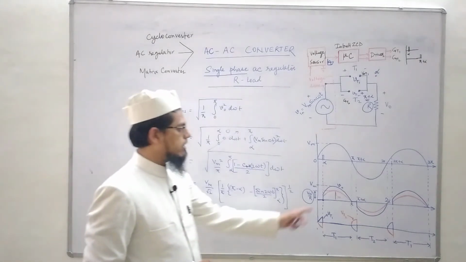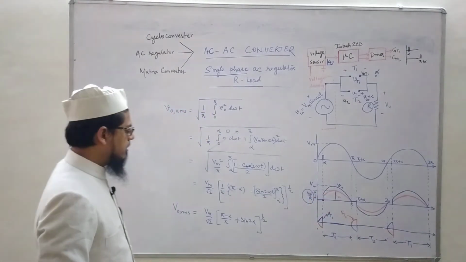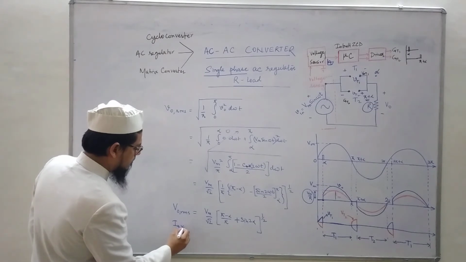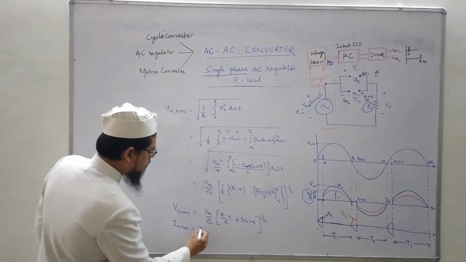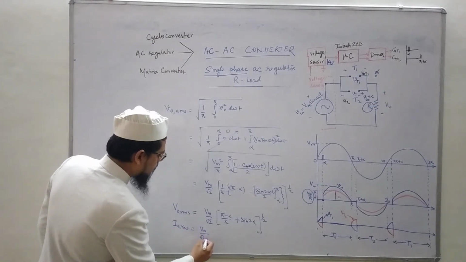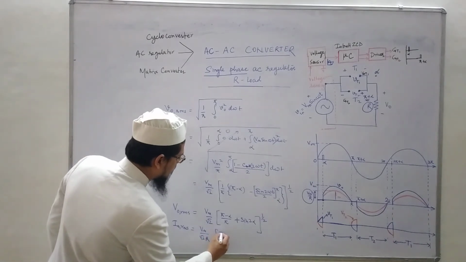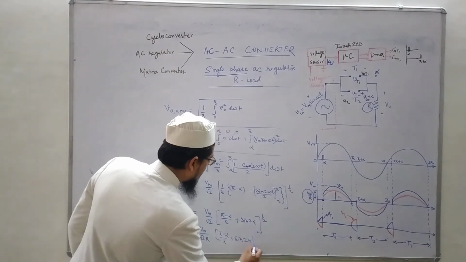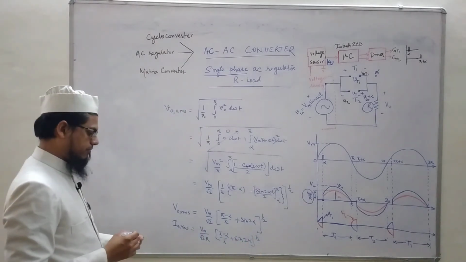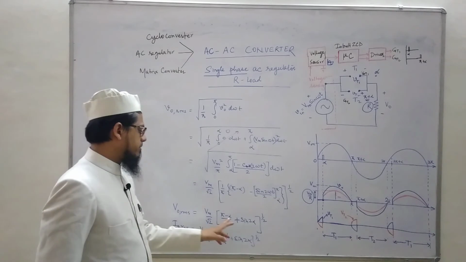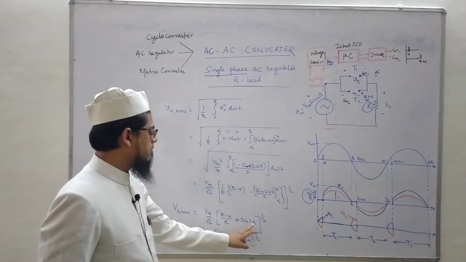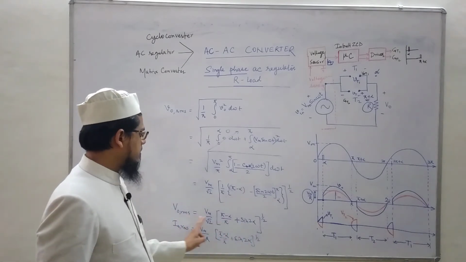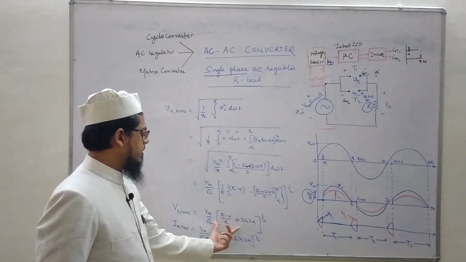Similarly, if I am interested in finding the RMS value of the output current, I have simply to divide it by R. So I naught RMS would be Vm upon root 2 R times this value, pi minus alpha by pi plus sine of 2 alpha, to the power half. Just see the appearance of this term, alpha, in this expression.